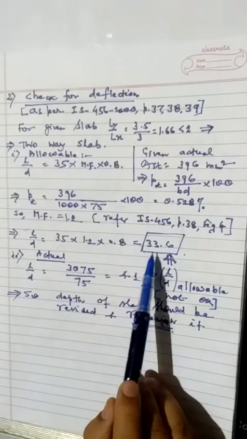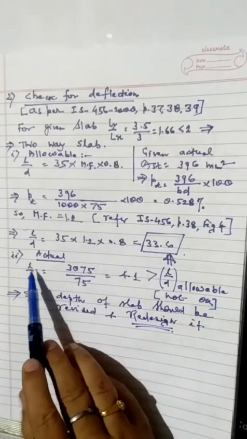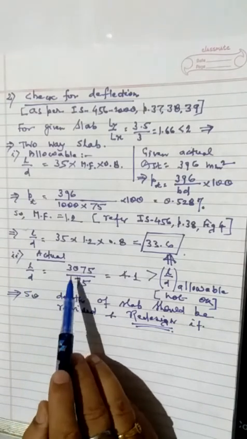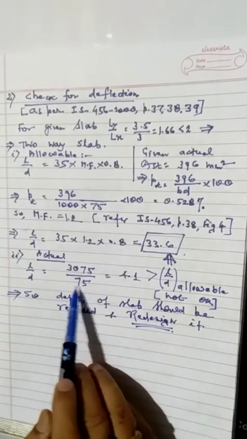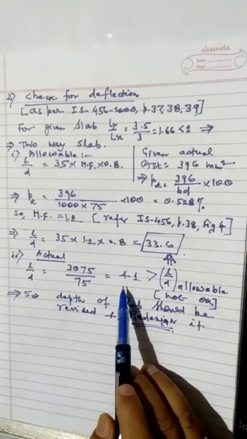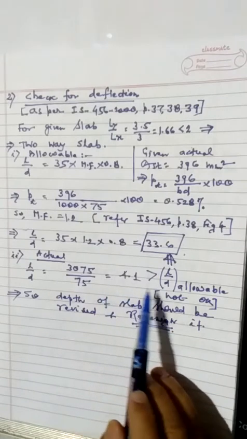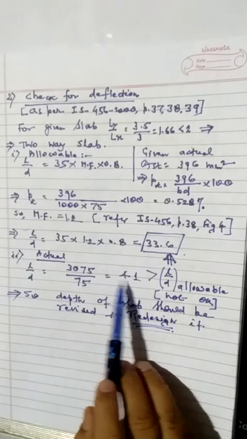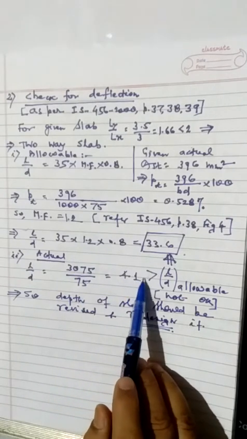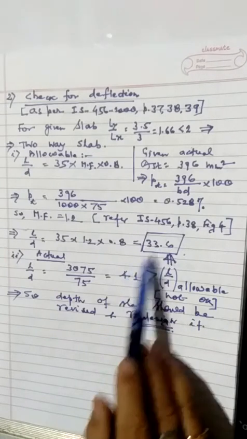Now this is the allowable ratio. Now what is the actual ratio in the slab? So actual L and actual D. So the effective span is 3075 divided by D 75. So this comes, you can see here, this is 41. 3075 by 75 is 41. Now the allowable ratio is 33.6. So we can just compare these two ratios.